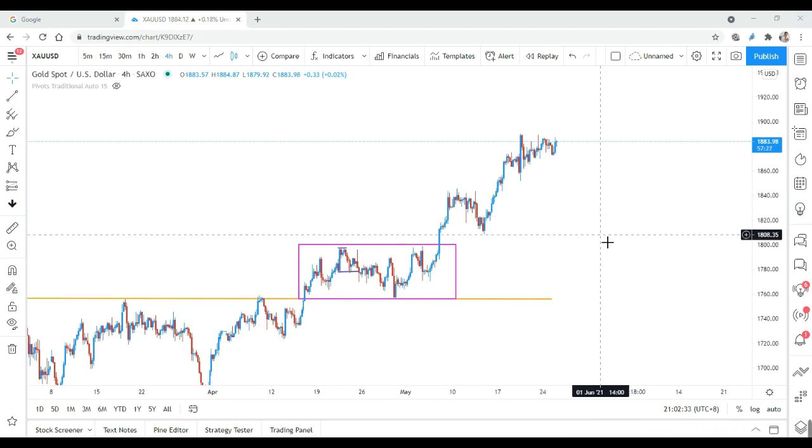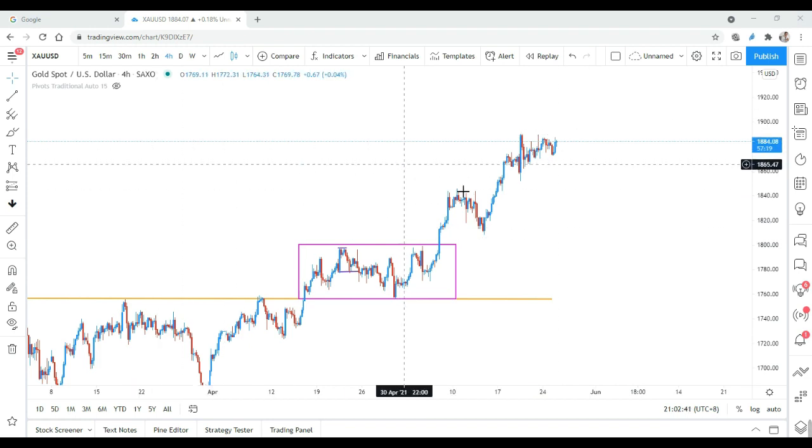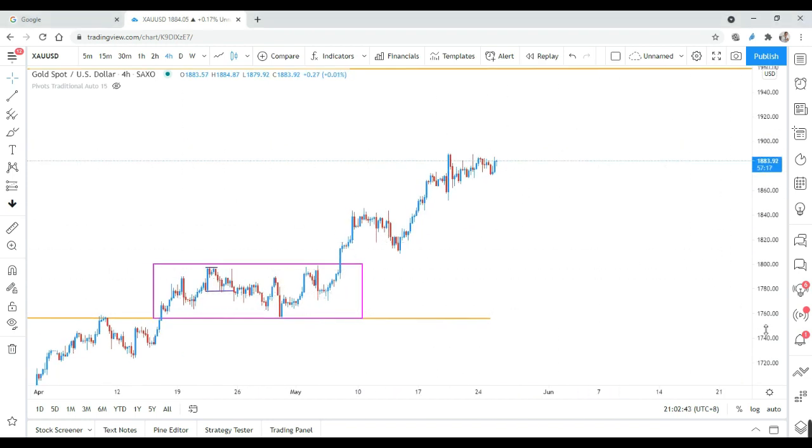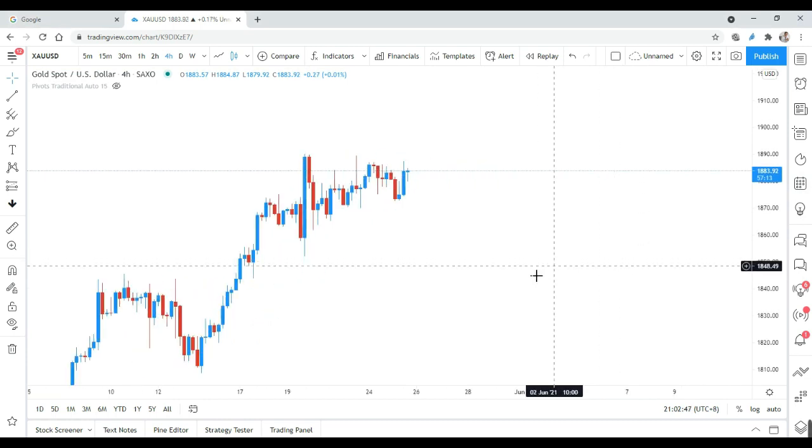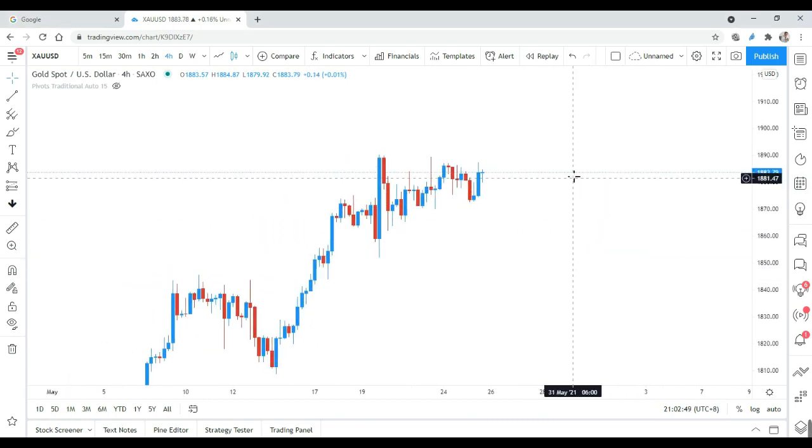Let's continue a bit about the price structure. Here I'm gonna illustrate using XAU USD. So what I'm trying to reach out here is actually the same concept. Let's look at the structure.